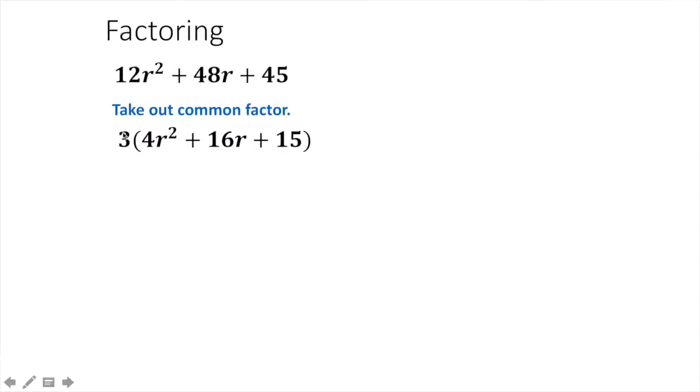Now remember, you know you did it correctly if I can take this 3 and multiply it back in. 3 times 4r squared would give me 12r squared. 3 times 16r would give me 48r. And 3 times 15 would give me 45. So we're okay. We've done that part correctly. Now that we have that 3 out, it doesn't disappear. That's going to stay with us because we always need these to multiply back to give us our original quadratic up here. All right, what we're going to do next is factor what's inside of this parenthesis right here.